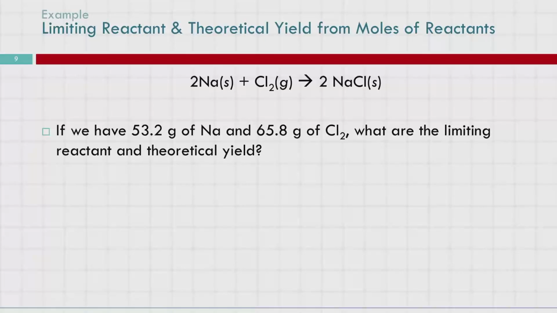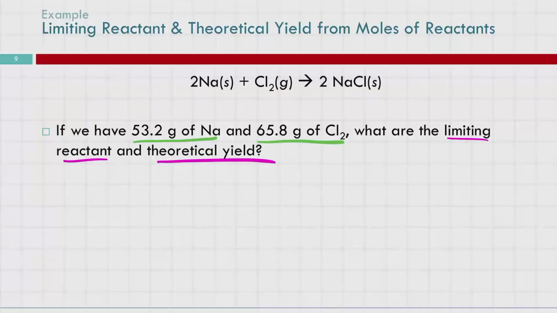So another example, usually we will be starting with grams, or we'll be starting with some other unit. We're not just given moles, because we can't directly measure out moles in a lab setting, and so it's more likely that we're going to start with grams. If we have this many grams of sodium, this many grams of chlorine, what are the limiting reactant and theoretical yield? So it's the same sort of setup. However, we're not starting with moles, so we have to get to moles first.